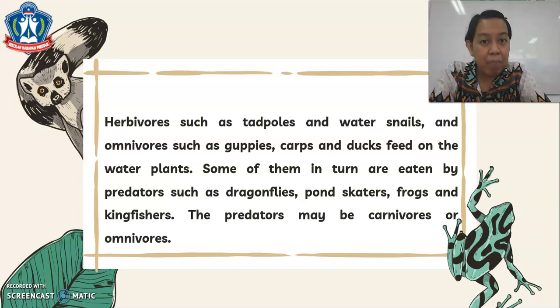Herbivores such as tadpoles and water snails and omnivores such as guppies, carps, and ducks feed on the water plants. Some of them in turn are eaten by predators such as dragonflies, pond skaters, frogs, and kingfishers. The predators may be carnivores or omnivores.